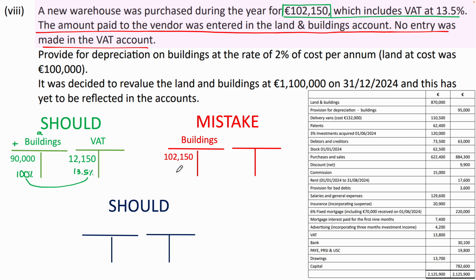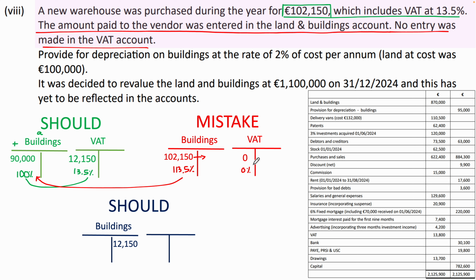So this is what happened by mistake. Into the buildings, they put the 113.5%, and then they put literally nothing into the VAT account. So 0% in there. So that was the mistake. So we have to come along now and fix it. So we need to get from 102,150 on the debit side to 90,000 on the debit side. And we'll do that by putting 12,150 on the opposite side to reduce this down. So if you put 12,150 on that side, you would get 90,000.